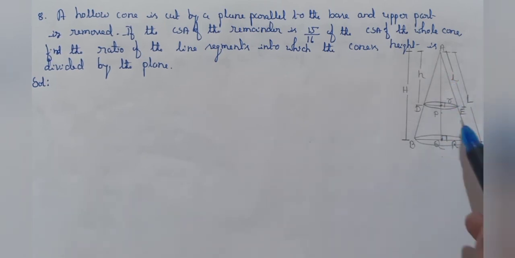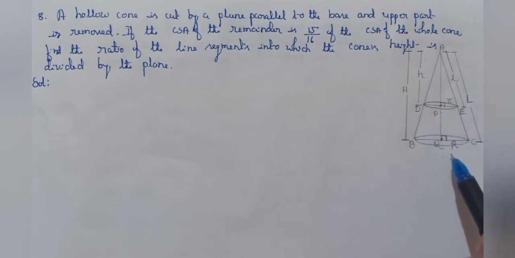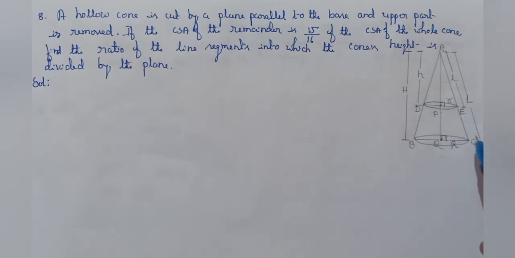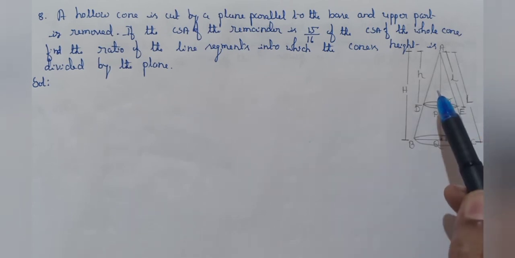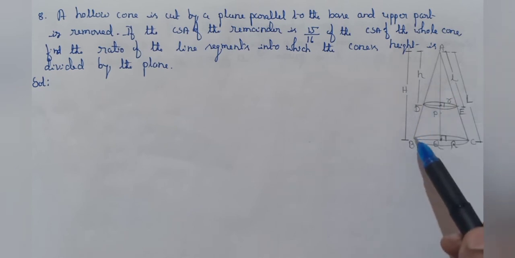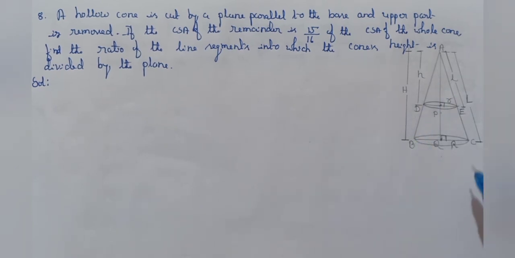Let the radius of the smaller cone be small r and the bigger cone be capital R, the slant height of the smaller cone be small l and the bigger cone be capital L, and the height of the smaller cone be small h and the bigger cone be capital H. Now consider the triangle APE and AQC.